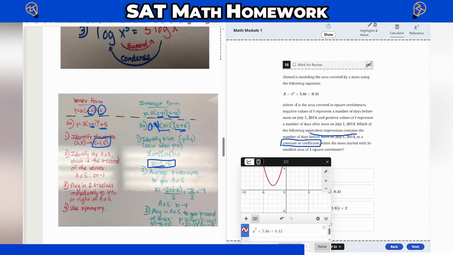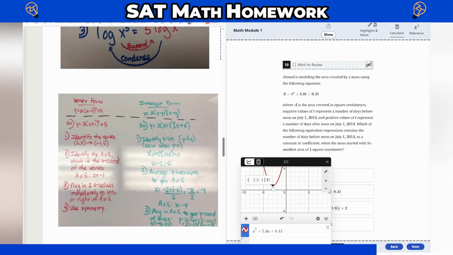So when they say smallest area, area is the y value when t is some specific value. So if they're saying smallest, that's a synonym for a minimum. So let's take a look for the minimum. The minimum is a synonym for the vertex. Oh, so then we should be looking for vertex form. We didn't have to graph it just to know that, but it's definitely helpful to know I'm looking for vertex form, and the vertex is -2.9, 1.